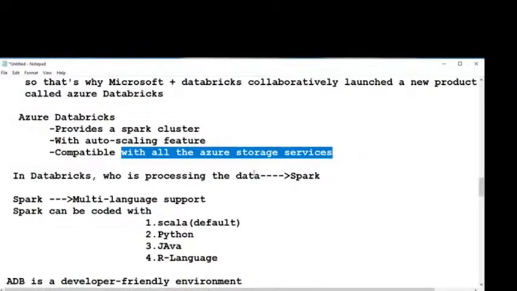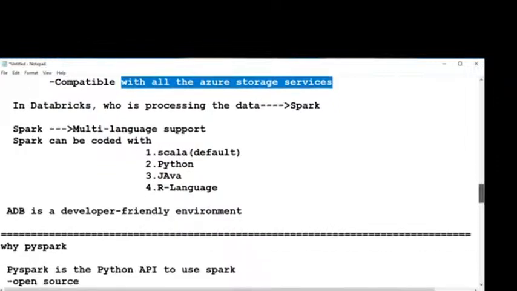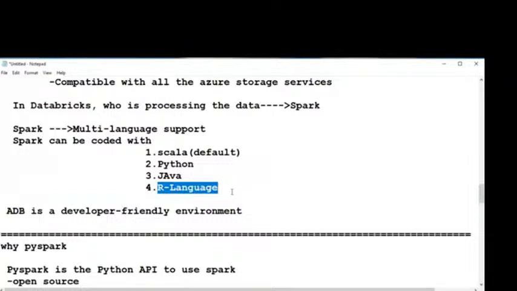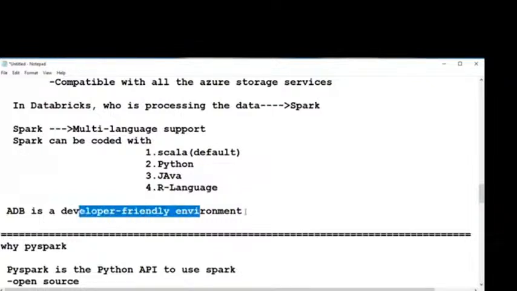In Databricks, who is processing the data? Spark is processing. Spark has multi-language support. Spark can be coded with Scala, Python, Java, and R language. ADB is a developer-friendly environment.